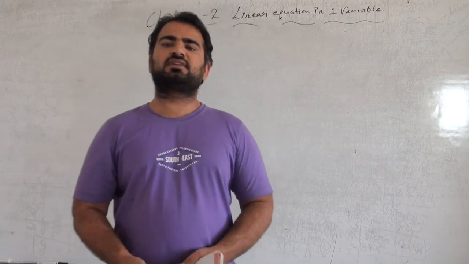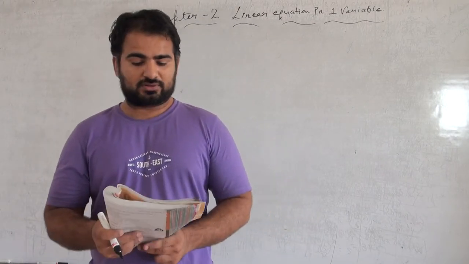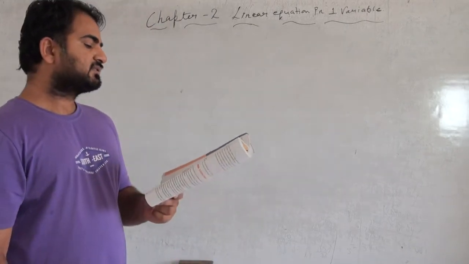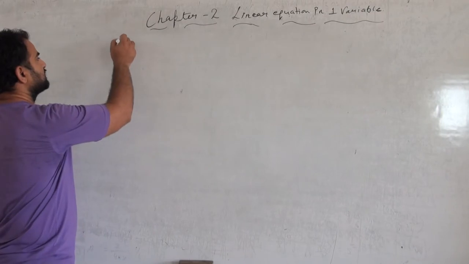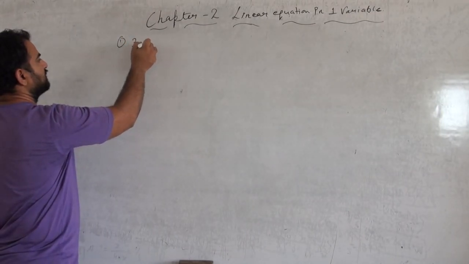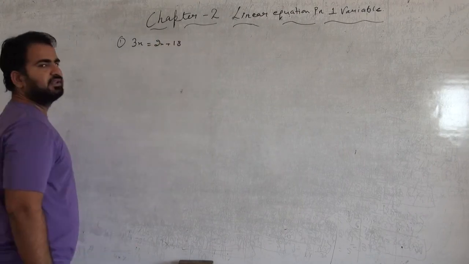Good in class. In this video we are going to solve exercise number 2.3. Question number first is 3x equals to 2x plus 18.